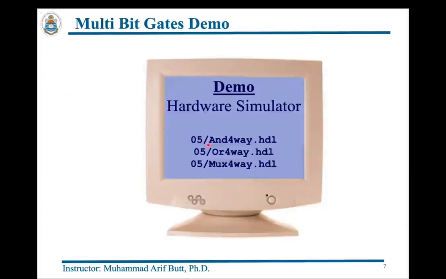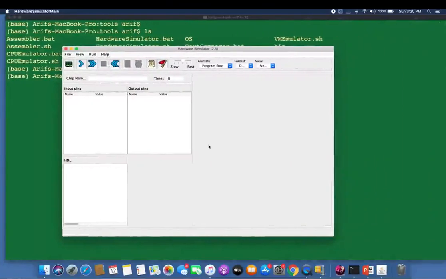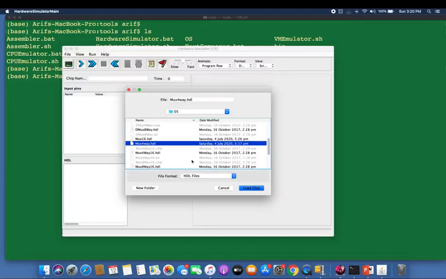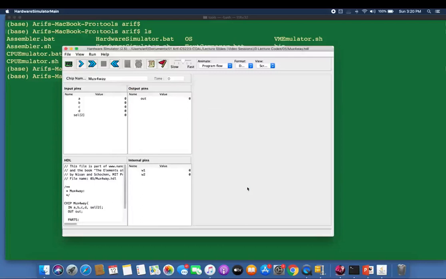Okay, so now it's the time to practically map these concepts by loading and running these chips on the hardware simulator. Let me move on to the terminal over here. The hardware simulator is already running. Let me load the chip, and from lecture 5, let me load the mux 4-way chip, mux 4-way.hdl. Okay, so the mux 4-way chip is loaded in our simulator. You can see the code in this HDL pane.